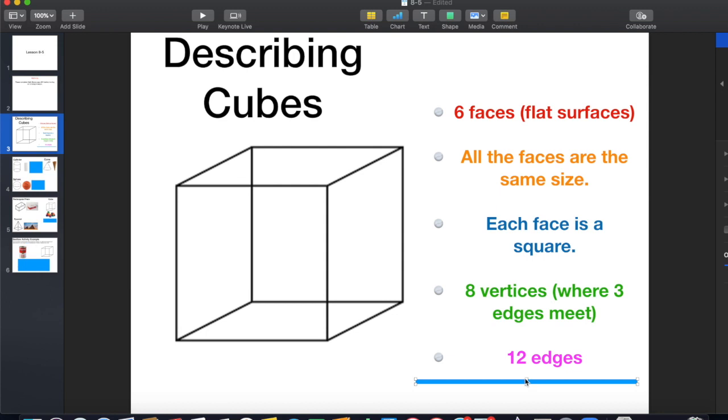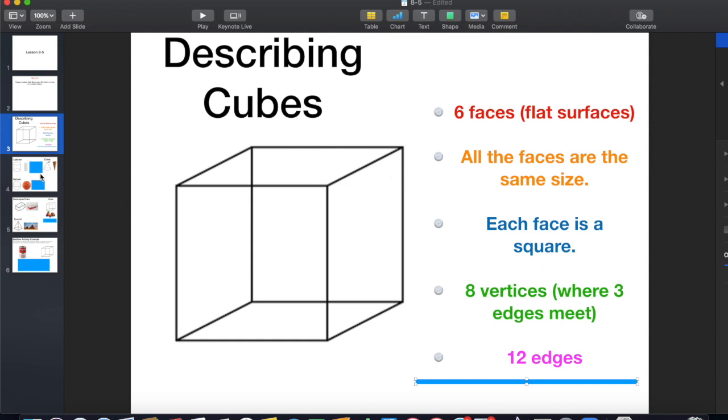On this cube, there are 12 edges. So the edges are really the line segments that make up the shape. So there's 1, 2, 3, 4 on the top, 5, 6, 7, 8 on the bottom, and 1, 2, 3, 4 more here, making 12 total edges on our cube.